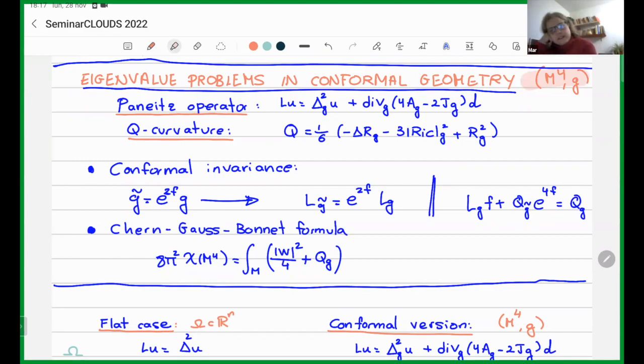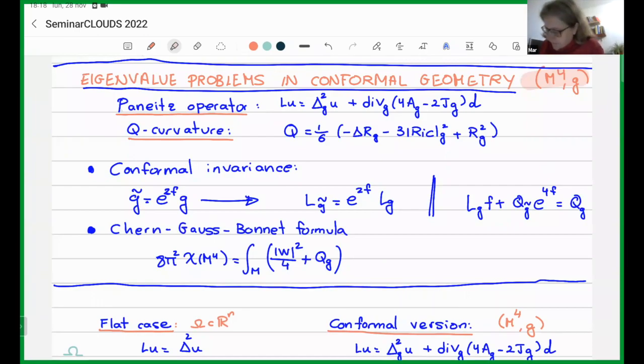with a Riemannian metric G. So I'm going to restrict to dimension 4 because this is the critical dimension for a fourth order operator. The same way that the Laplacian behaves differently if you are working on a surface or on a higher dimensional manifold. So somehow 4 is the limiting case.